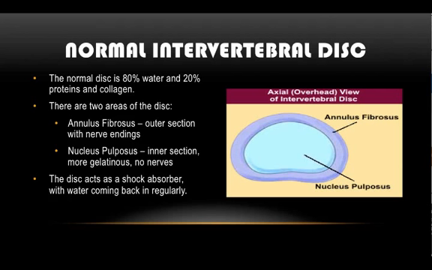There are two areas of the intervertebral disc, and this is a view looking down on the disc. The outer layer is called the annulus fibrosus, and that does have nerve endings and it can feel pain. The inner gelatinous layer is called the nucleus pulposus. It actually does not feel any pain. There's no nerves at all.